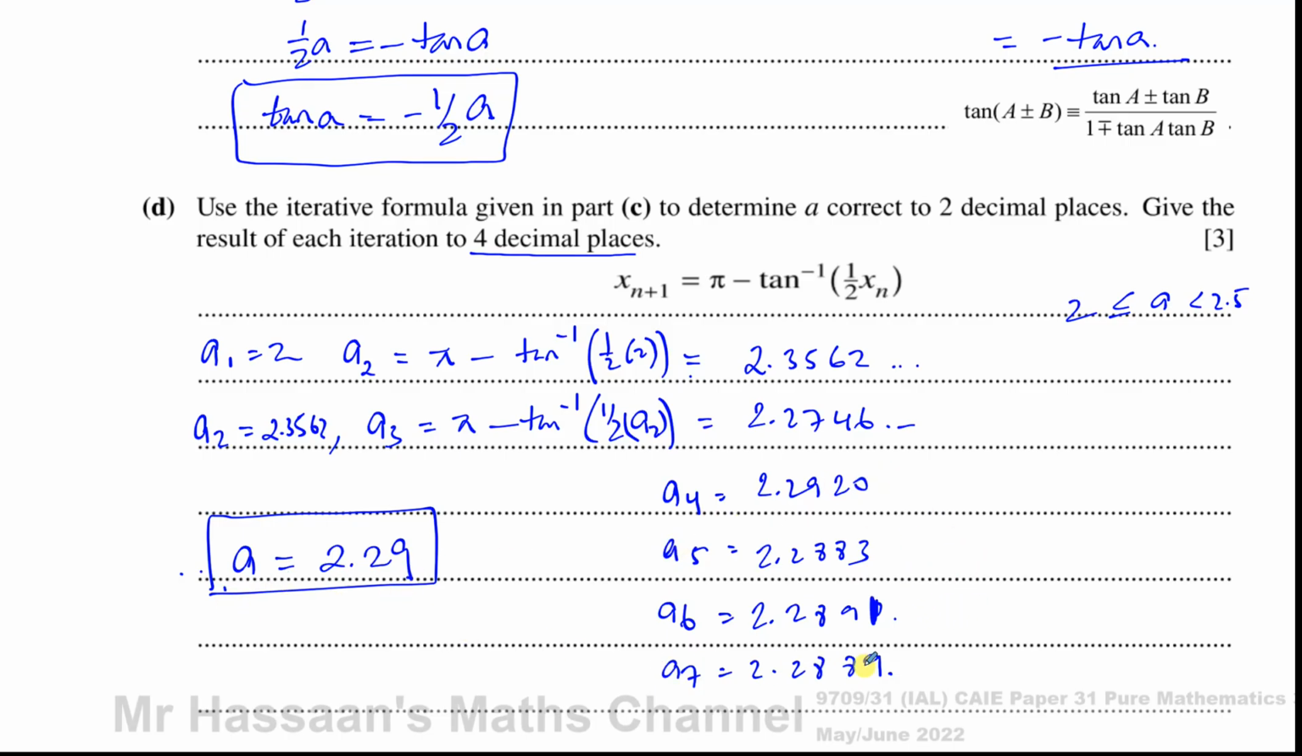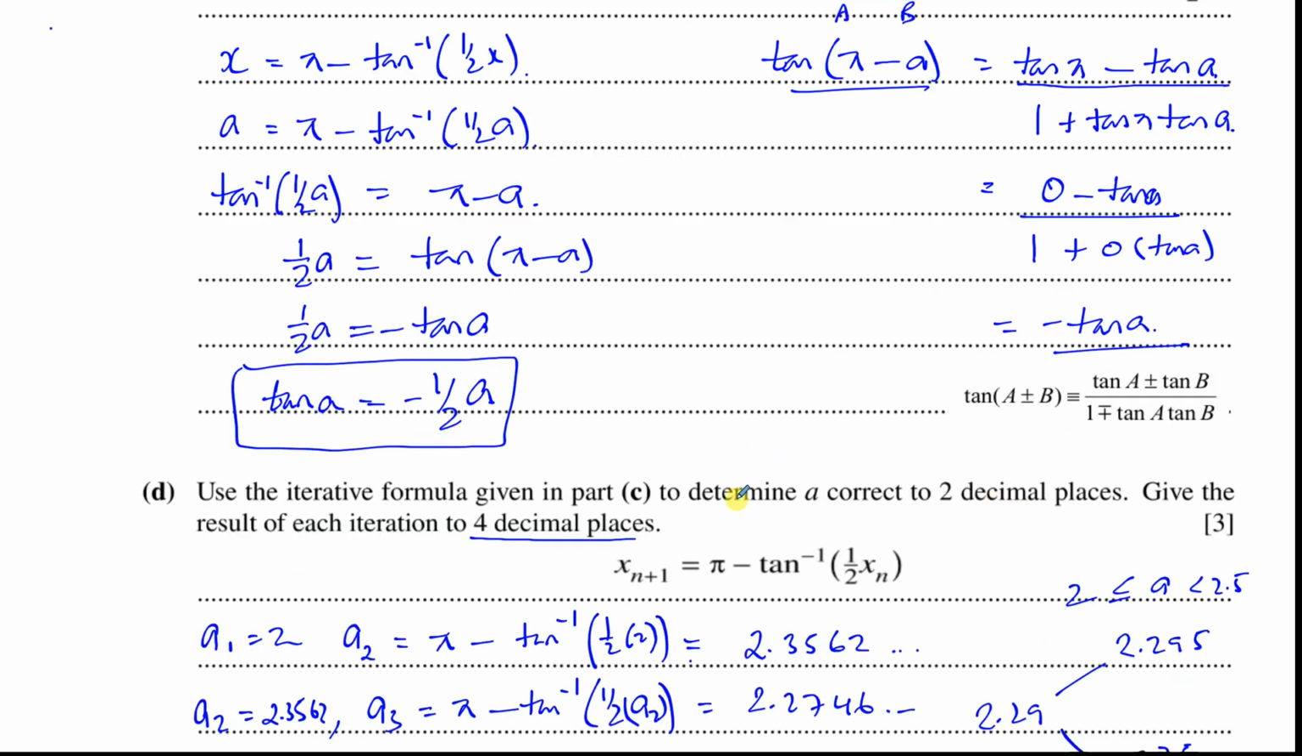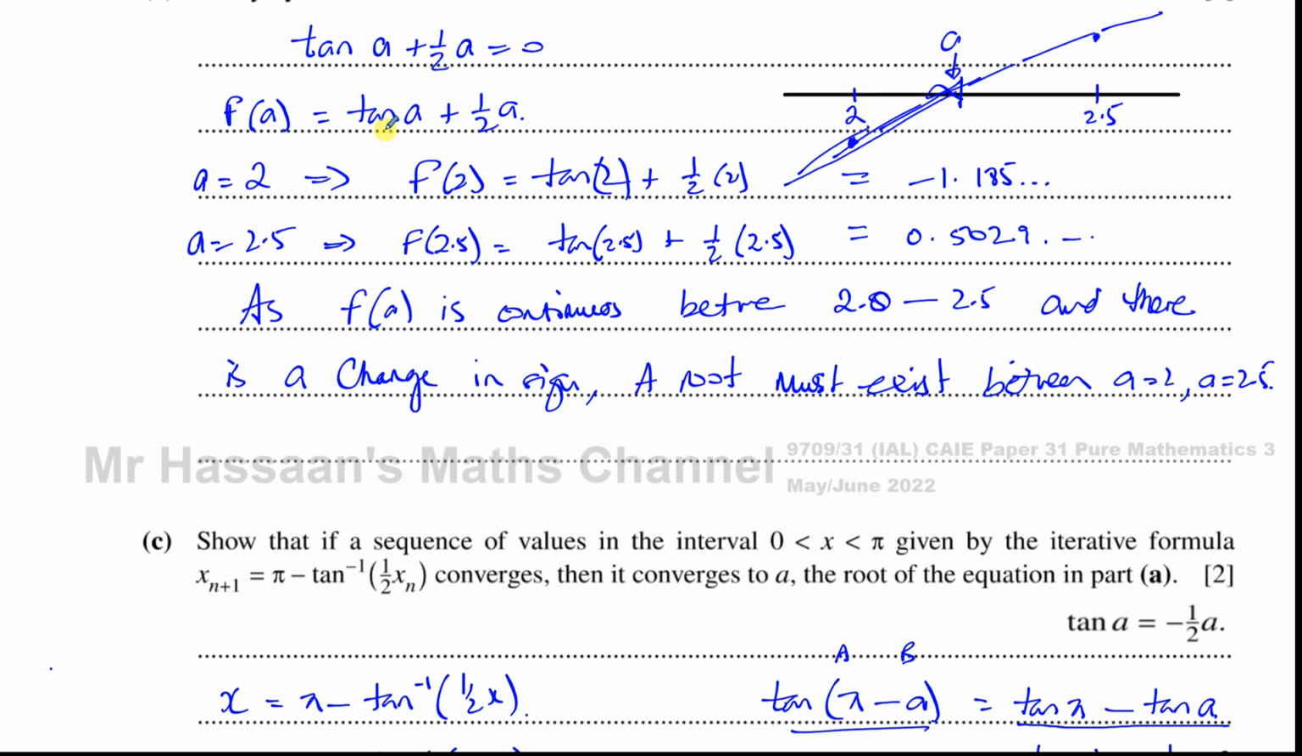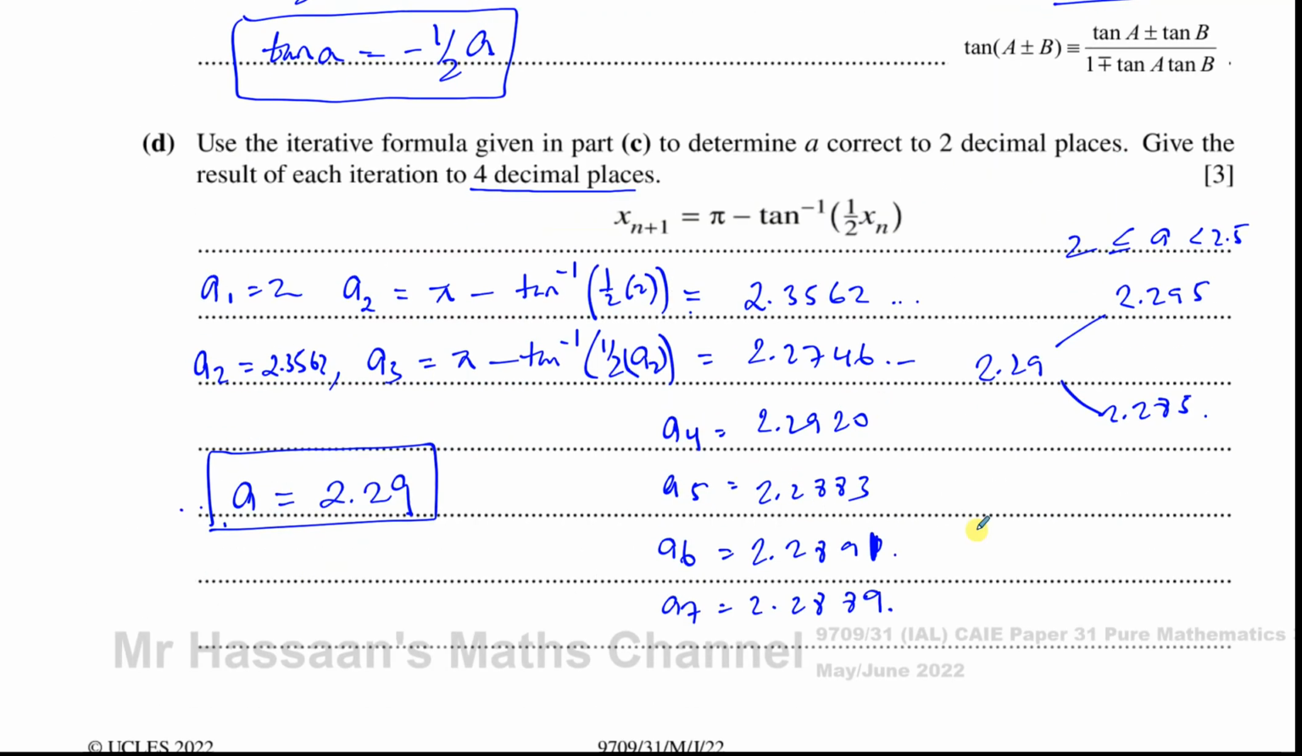And if you wanted to prove that this is the answer to 2 decimal places, we can take the 2.29 and find the upper and lower bounds of this. So this is 2.295 and 2.285. We can put it back into the original equation, tan A plus a half A, and we can see that there's a change in sign between these two values. If there's a change in sign, then somewhere between these two values the root will be. Both of these values, when you round them, give you 2.29, the highest and lowest numbers that can be rounded to it. So you can prove that that is the correct root to 2 decimal places, which is what they want in the end.